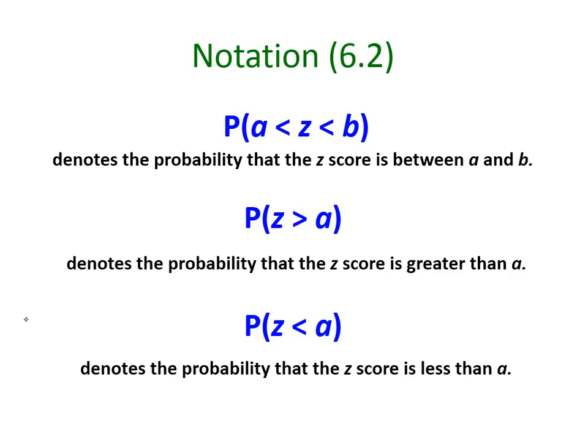The probability that Z is less than A, the probability that Z is greater than A, and the probability that Z is between A and B. So this is the one for Z less than A, which the table gives us directly. For Z greater, we use the complement of what the table gives.